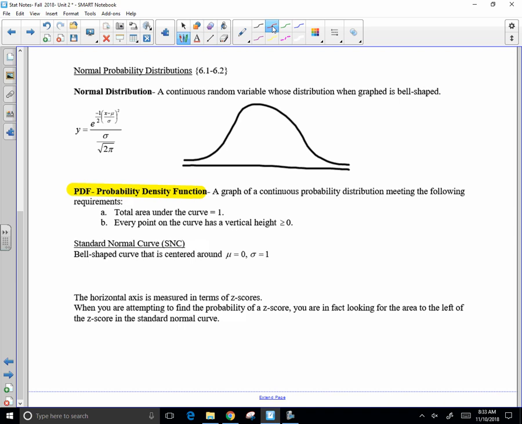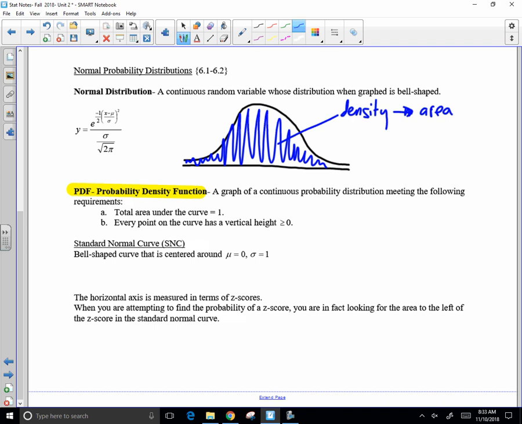Now, the reason why it's called a density function is because it has substance to it. It has an area to it. So all of this stuff gives it density, which we refer to as area.